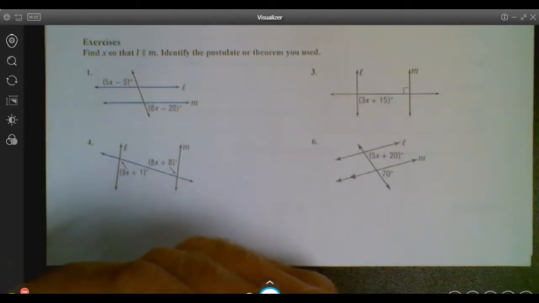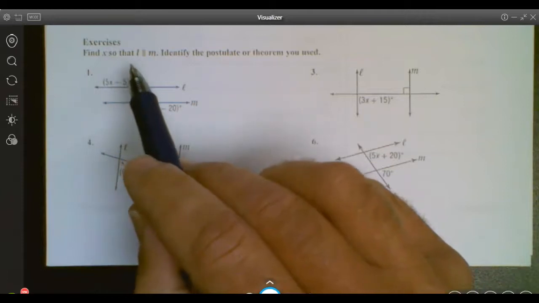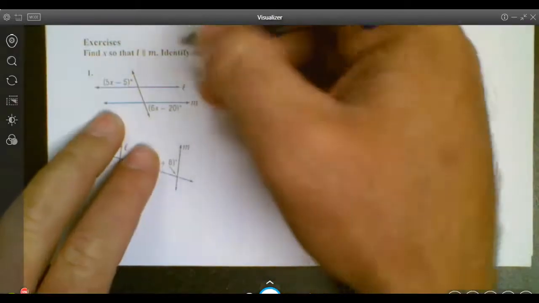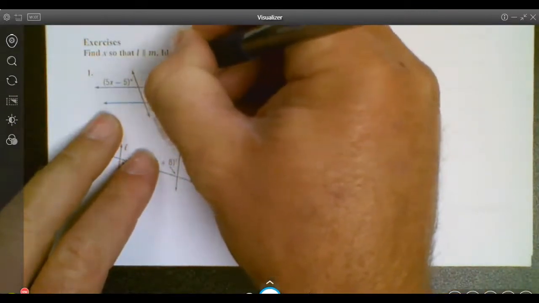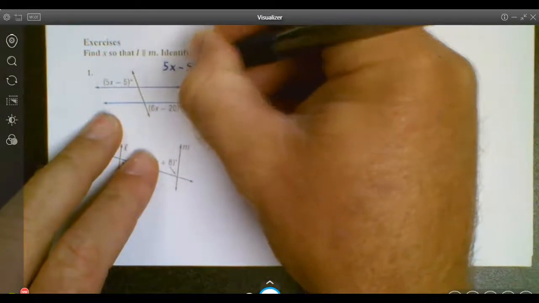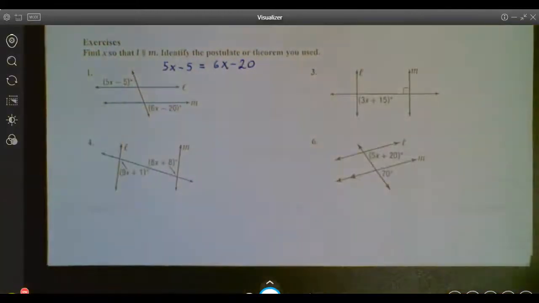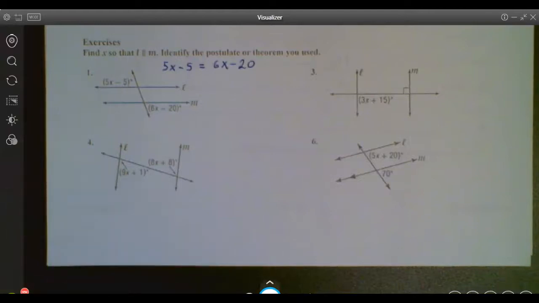So as I look at this, we're going to say, this is like the one we just did. It says find x so that L would be parallel to M. Right? So we're going to see this as if 5x minus 5 is equal to 6x minus 20, then line L would be parallel to line M. So if these guys are equal, what must x be in order for this statement to be true? So we're just going to go on and solve for x.